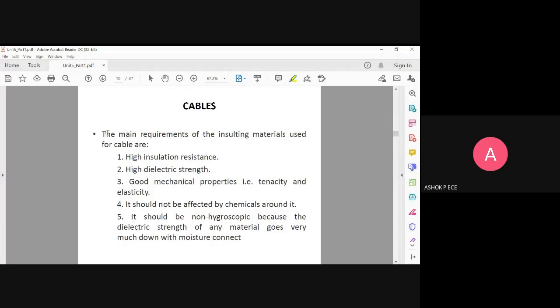And the main requirements for cables, what materials you have to use for cables, are they should have high insulation resistance. So the resistance should be high. So at any cost, even in the worst case, heavy current should not flow and damage your wire. Your cable will get burnt if you have heavy current. So that should not happen. High dielectric strength. Okay, so this will ensure the insulation. See, the property of insulation is having a higher dielectric strength.